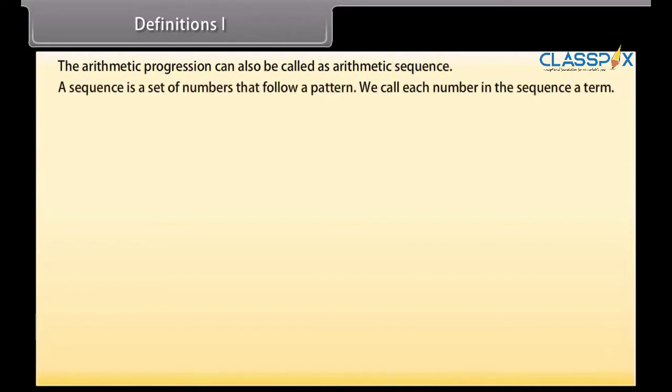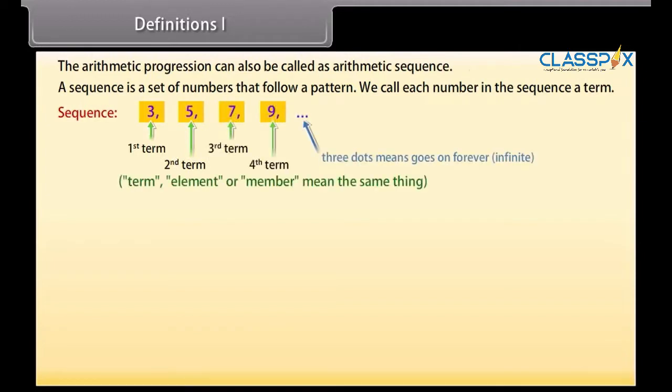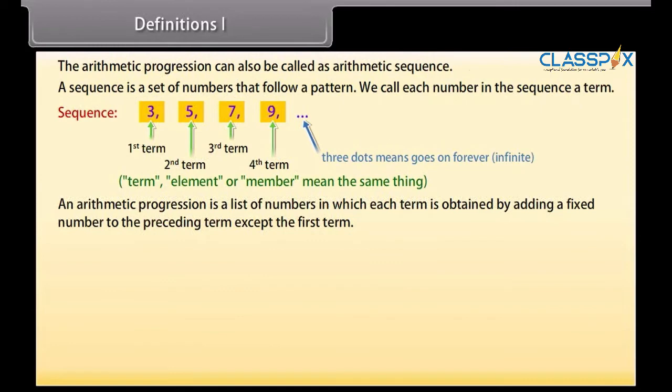A sequence is a set of numbers that follow a pattern. We call each number in the sequence a term. Look at this example of sequence. This is the first term. This is the second. This is the third, and so on. An arithmetic progression is a list of numbers in which each term is obtained by adding a fixed number to the preceding term except the first term. This fixed number is called the common difference of the AP.